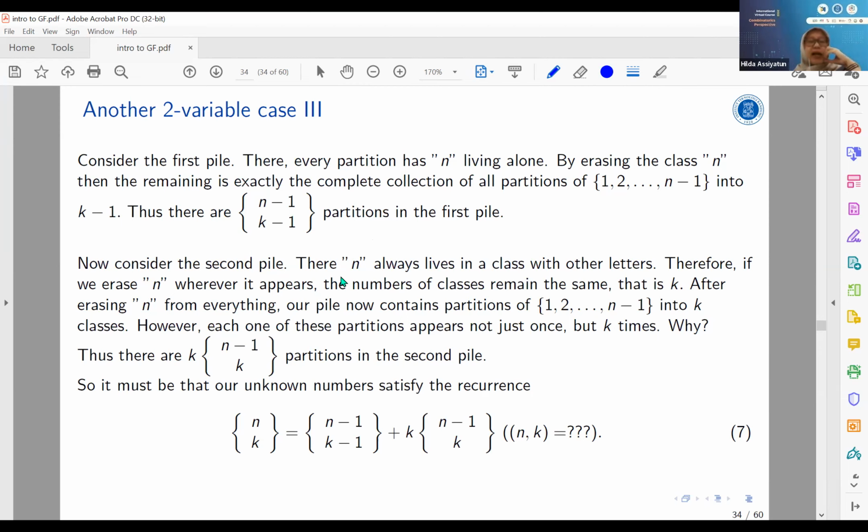In the second one, n lives together with other numbers, or letters. Here again, what we do is we erase n whenever it appears. What happened here is that because n always lives with other letters, when we erase n, the class remains, because there are other occupants in this class.